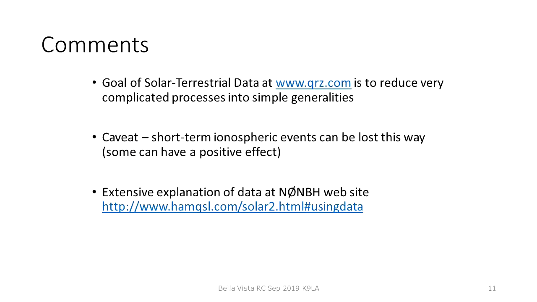Okay, some comments. The goal of the solar-terrestrial data is to provide data to assess propagation, right? But we've got to watch it, because we try to take all that data and reduce very complicated processes into simple generalities. That can be tough to do. And what happens is you lose some short-term ionospheric events that just aren't captured. Now, some can have a positive effect. So just be aware, when we try and simplify all that data, we could be losing some interesting happenings.